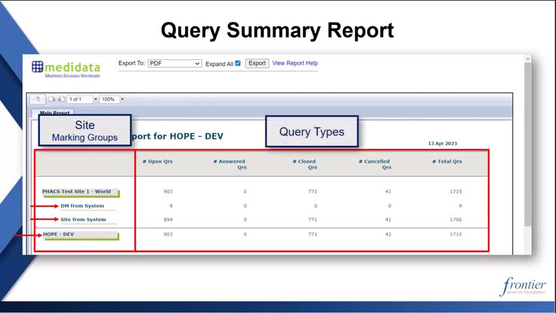Looking across the top of the table, we see that for each marking group, this report provides the number of open queries, answered queries, closed queries, canceled queries, and total queries. In the example seen here, the site has 903 open queries. 9 of these are addressed to a data manager. The rest are system-generated queries addressed to the site.